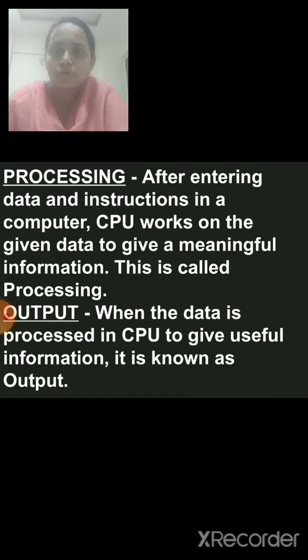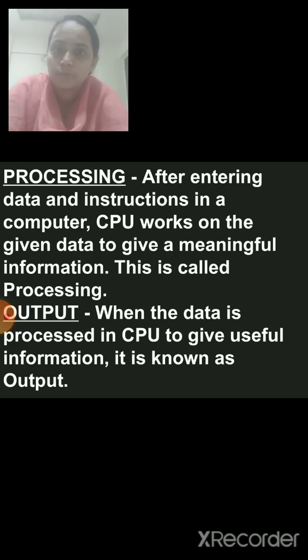Now, what is processing? We will see the processing. After entering the data and the instructions in a computer, the CPU works on the given data to give meaningful information. This is called processing. When we provide the input to the computer, it goes into the CPU. Whatever input we give using mouse and keyboard goes into the CPU and gets processed. Whatever result we get after processing, that is our output.